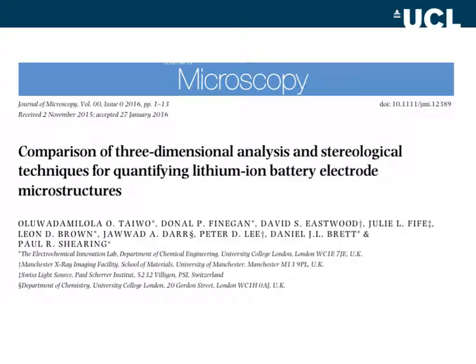And so without the time today to go into the detail, I would just point you towards this recent paper, which goes into significant detail about why we're often interested in three-dimensional characterization when we're looking at these porous, complex functional materials.